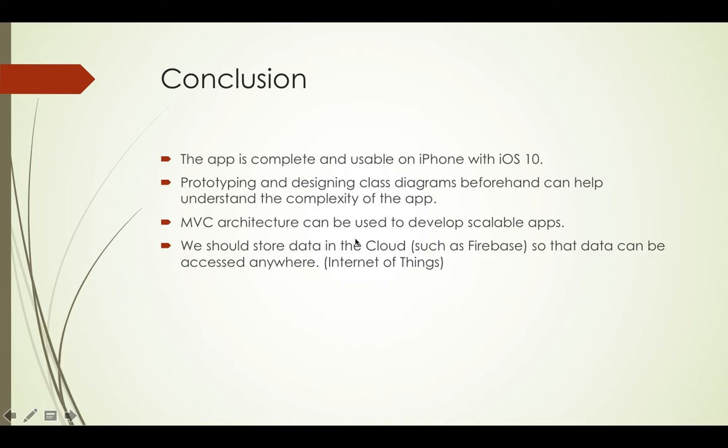In conclusion, the app is complete and usable on iPhone with iOS 10. I haven't tested on iOS 9 and below yet. And before writing the implementation, it is a good idea to make a prototype and then design the class diagram. This will help us to understand the complexity of the project. And MVC architecture can be used to develop scalable apps. And finally, we should store the data in the cloud, such as Firebase, so that the data can be accessed anywhere. This is what we need to do for the concept of Internet of Things. Thank you for listening.